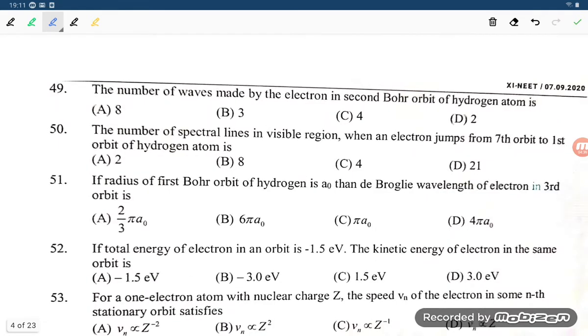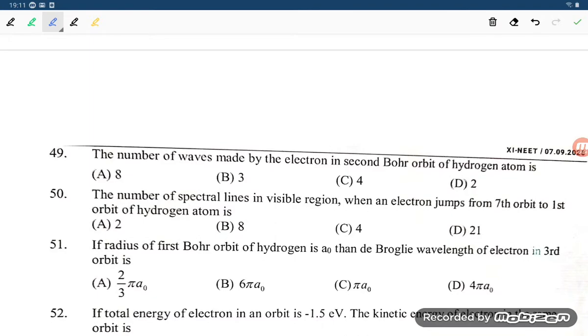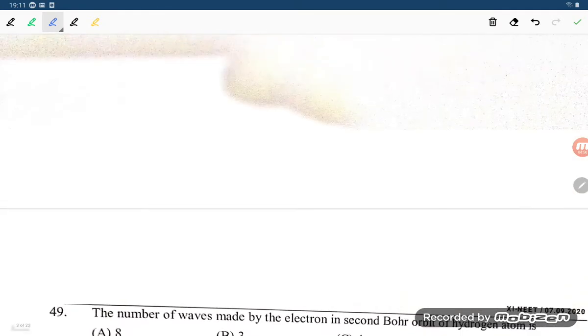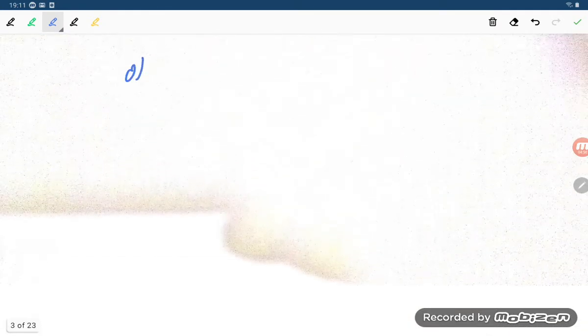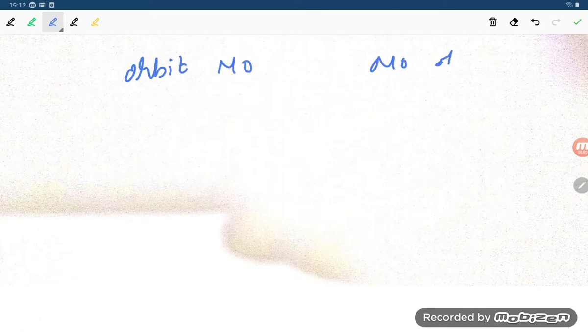The number of waves made by the second Bohr orbit of a hydrogen atom is. Okay, so they are asking the number of waves, students. So how will you be able to calculate this? Suppose they are asking about the second orbit, students. So if you go by orbit number and number of waves, what is the rule? If you talk about the first orbit, the number of waves.